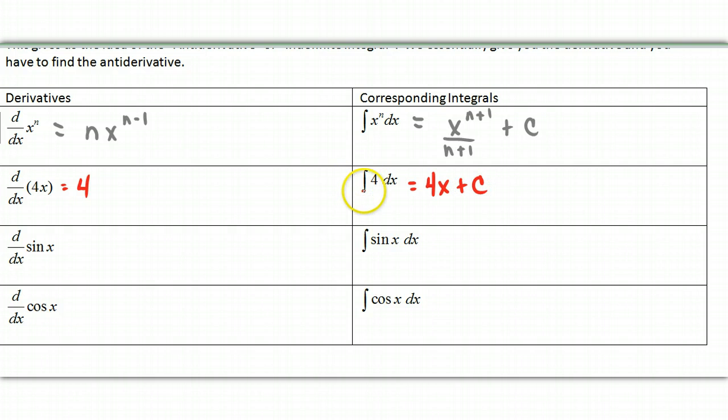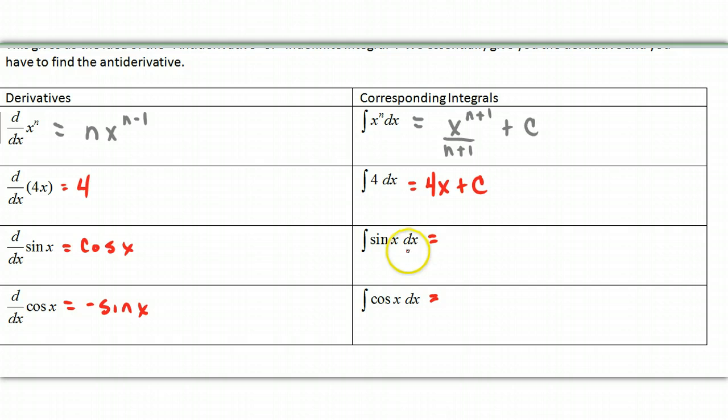So this is the integral symbol here. The derivative of sine of x is cosine of x, and then the derivative of cosine of x is negative sine of x. Can you figure out what these might be? Why don't you pause this and think about that a little bit before you watch me do it.